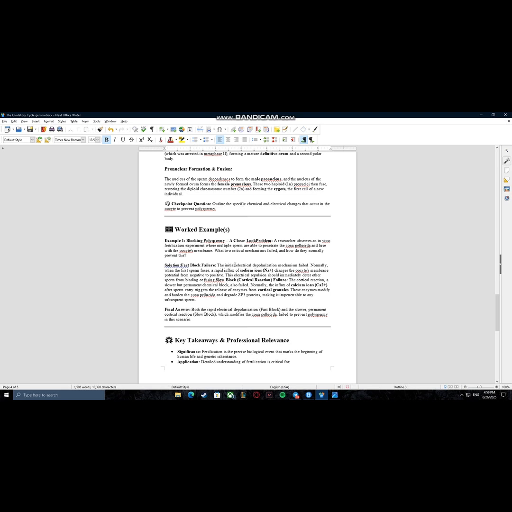As we repeat, for the fast block, normally when the first sperm fuses, a rapid influx of sodium, Na+, changes the oocyte membrane potential from negative to positive. This electrical repulsion should immediately deter other sperm from binding or fusing. The cortical reaction, or slow block, a slower but permanent block, also failed. Normally, the influx of calcium ions, Ca2+, after sperm entry triggers the release of enzymes from cortical granules.